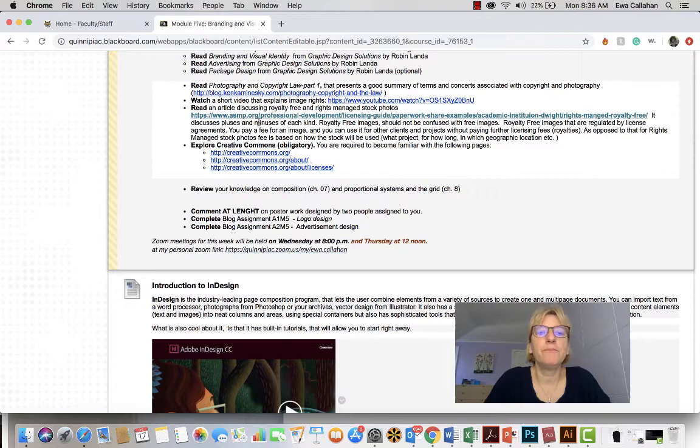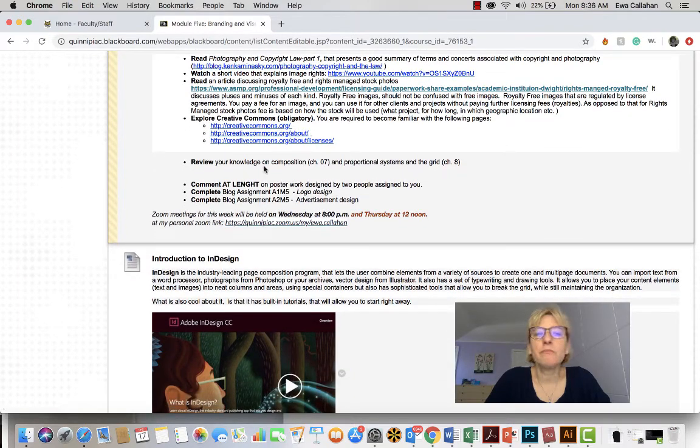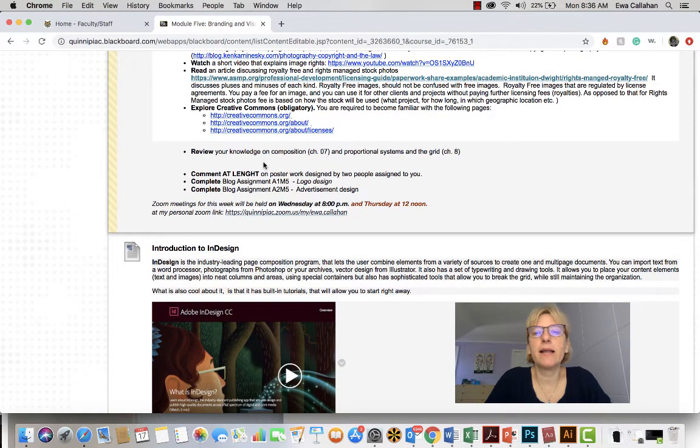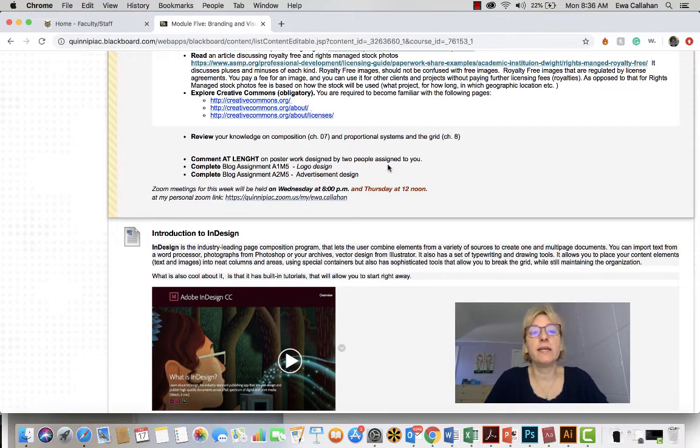And this is important, coming back a little bit into composition, proportional systems, and the grids, which were assigned in the previous chapters, because we'll be starting working with Adobe InDesign, which deals very much with organizing things on the page. So make sure that you are familiar with those concepts.